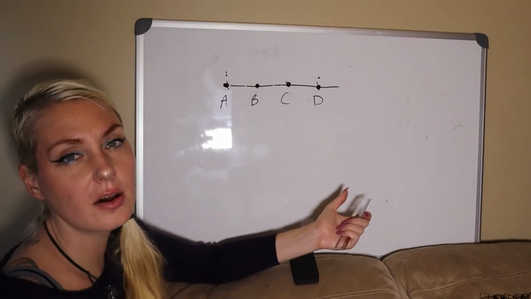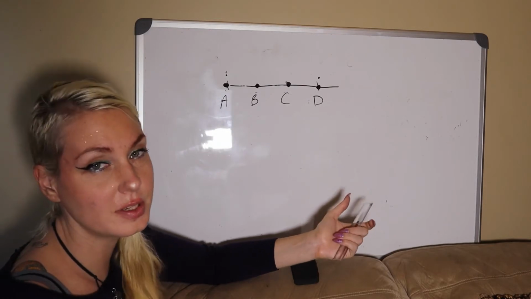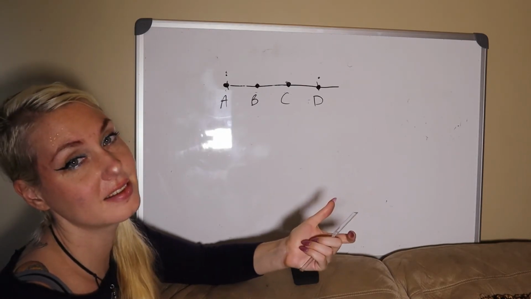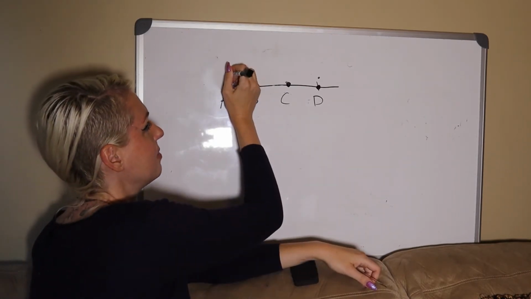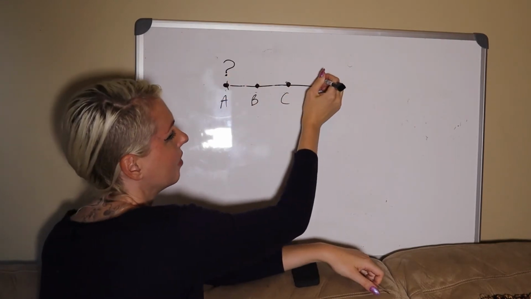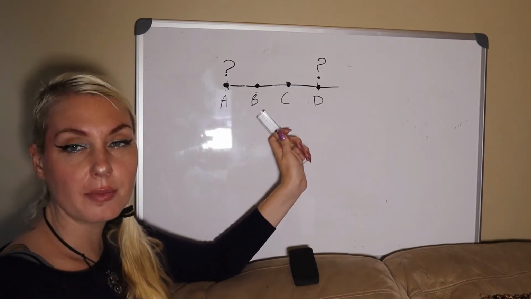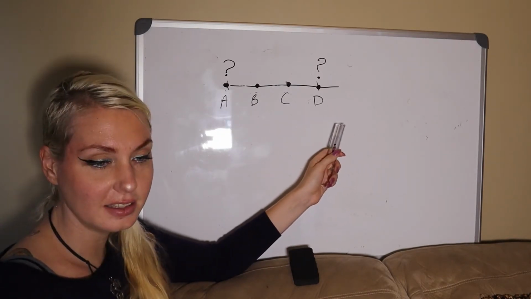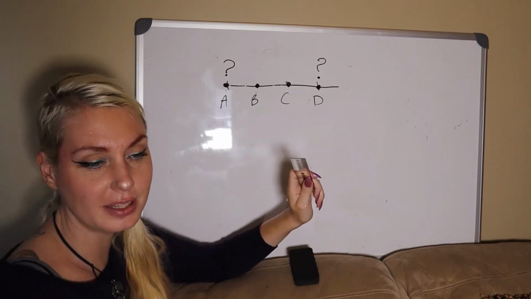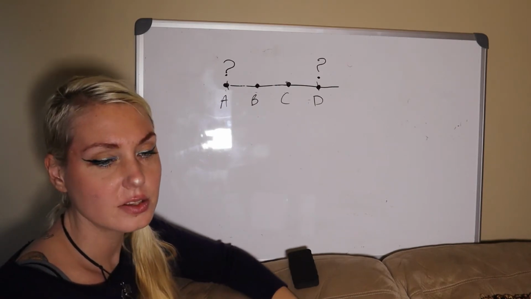So we can see now that a third equidistant point can be placed on this line. Can it be placed here or here? Let's figure that out. I placed a question mark above A and D because we need to check whether each possibility is actually equidistant. So let's start with A.